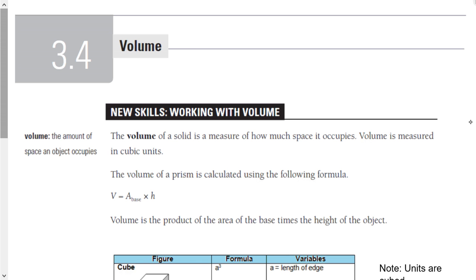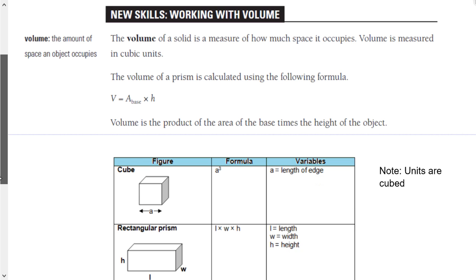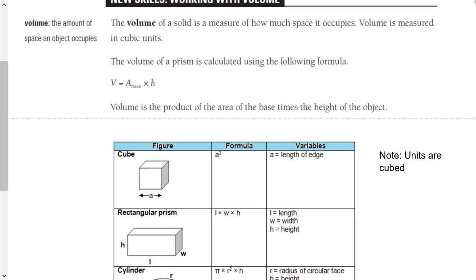This is the last section of the chapter, and we are dealing with volume. This may or may not be a new skill. Like I've said before, if you remember most of your stuff from grade 9, this will feel pretty comfy. So volume is the amount of space an object occupies. The volume of any prism is really just the area of the base times the height.